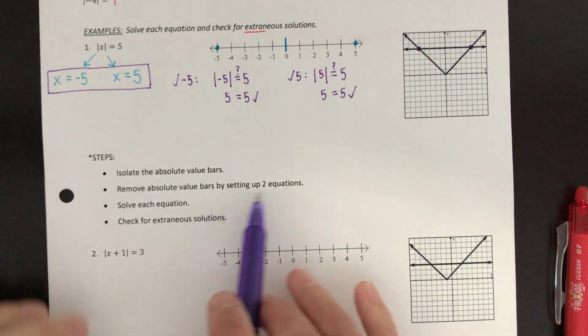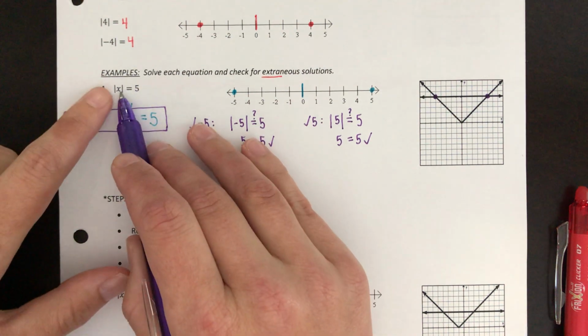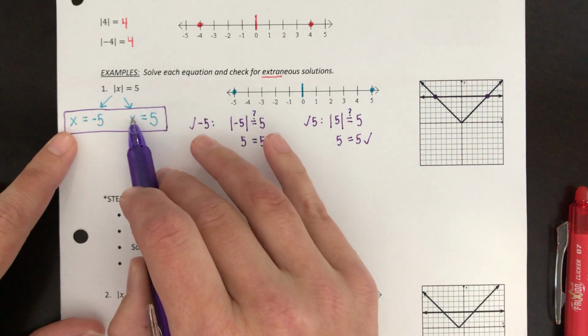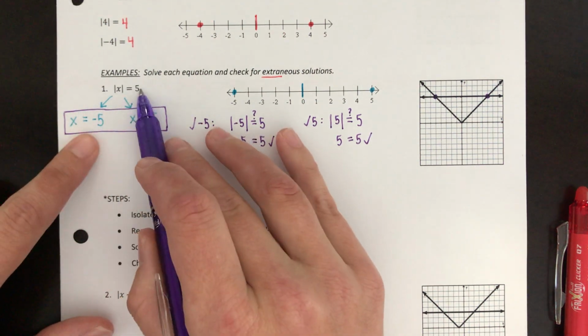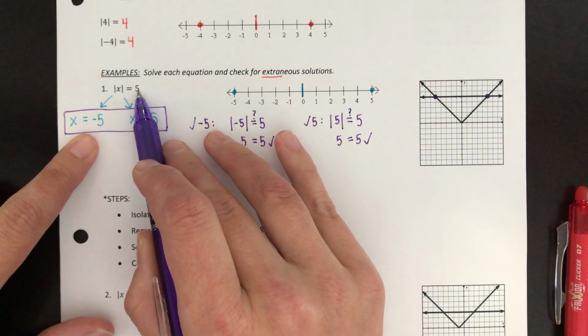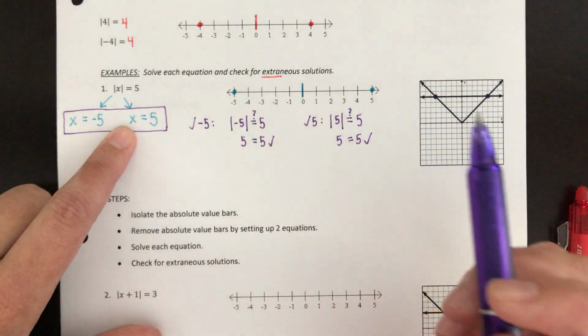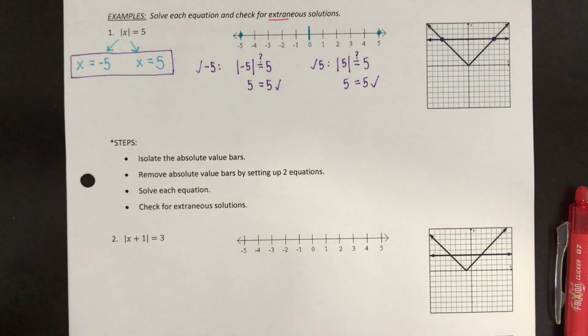Remove the absolute value bars by setting up two equations. That's exactly what I did here. The absolute value bars went away. X was by itself. It came out of the absolute value bars. And I set up two equations, one where what was inside equaled a negative value, this value, and one where what was inside equaled a positive value, this value. Then you solve each equation, then check for extraneous solutions.